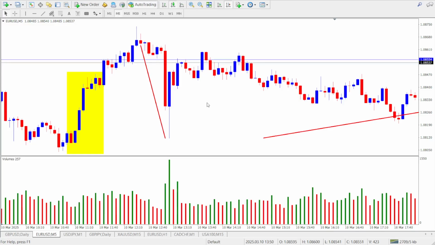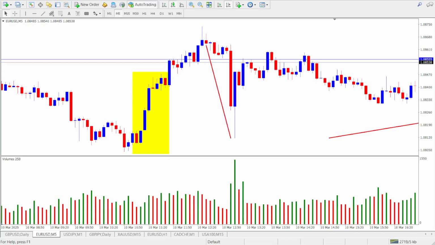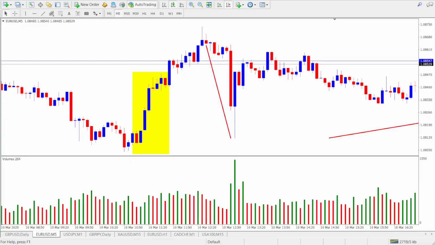Imbalances are heavily used by smart money and institutional traders because they represent areas of high liquidity. If you can identify where institutions have left gaps in price, you can anticipate future movements and trade alongside them.